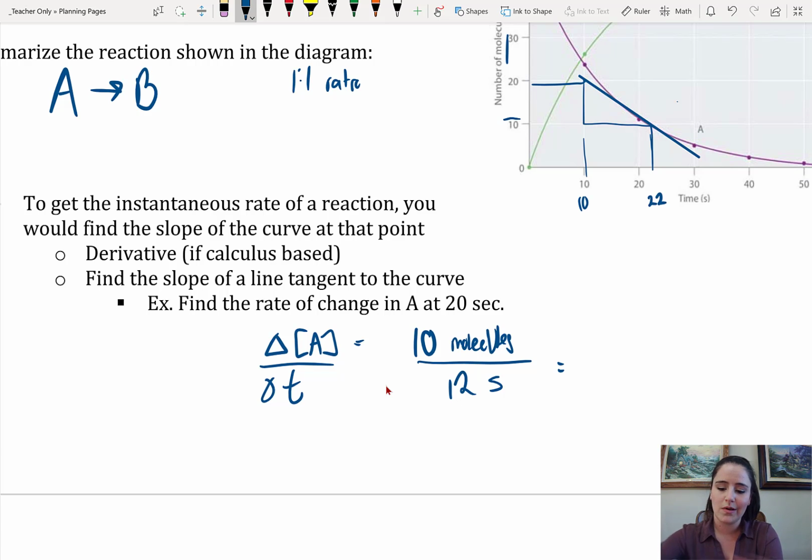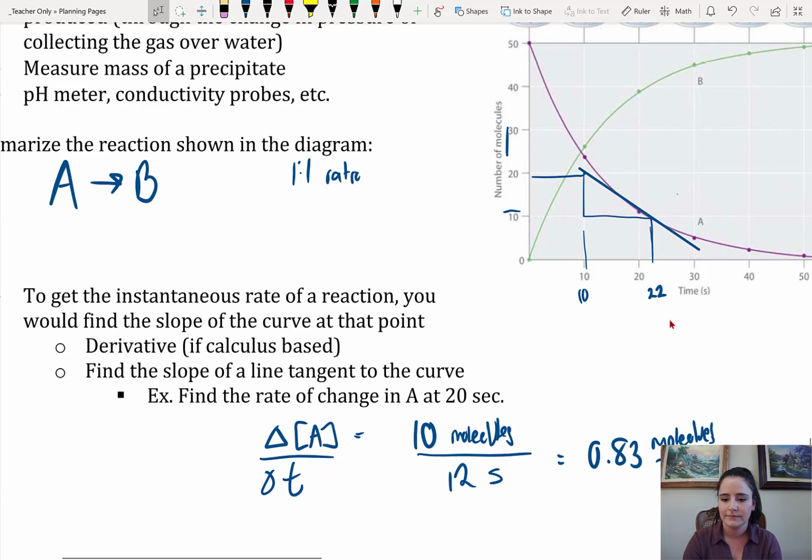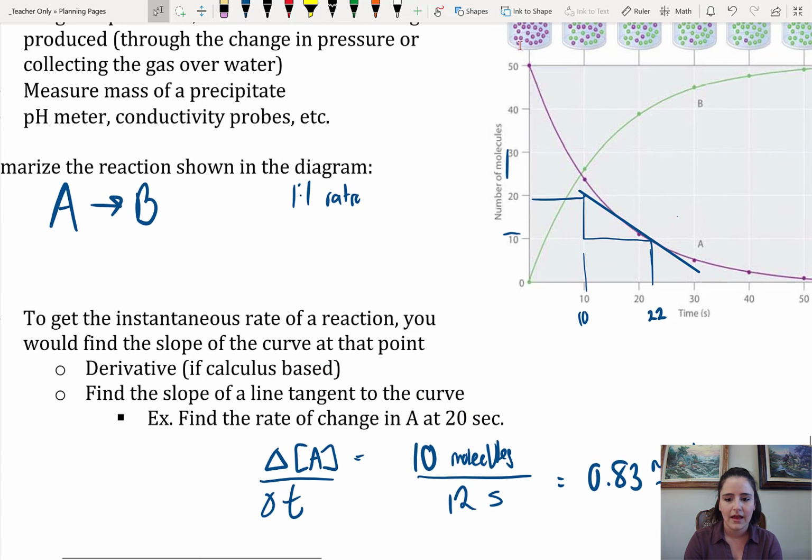giving us a rate of 0.83 molecules per second. And we can see in the first one, it went from 50 down to 25, so 25 over 10, which was 2.5 molecules per second. So this reaction slowed down quite a bit between that 10 and 20 seconds.